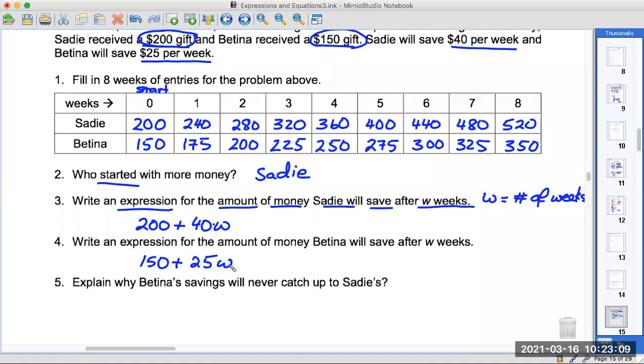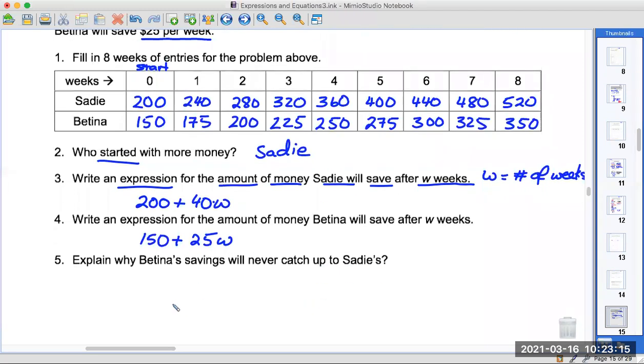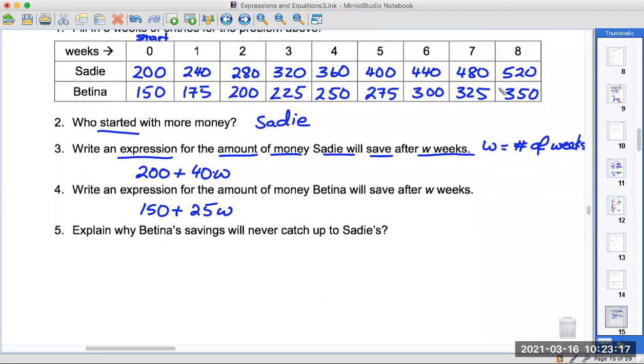So these are the two expressions, and then explain why Bettina's savings will never catch up to Sadie's. Well, you can say she's already behind. She'll never catch up because she's only saving $25 and Sadie is saving $40 every week. You can say that here, yeah? Or I'm going to show you with formal algebra.